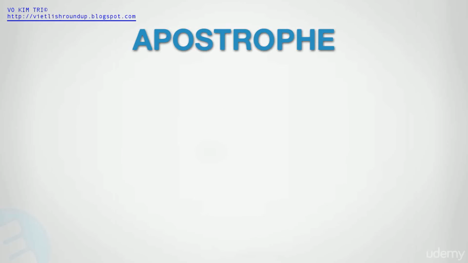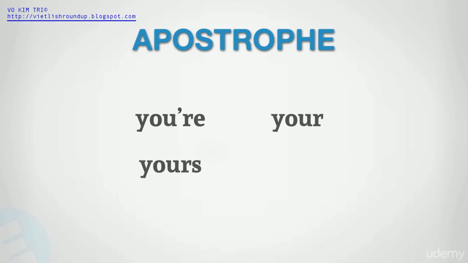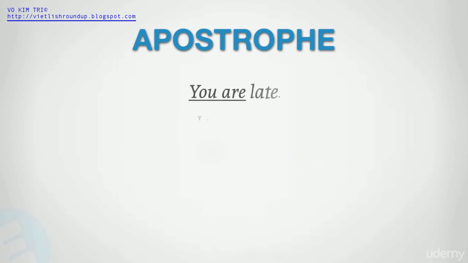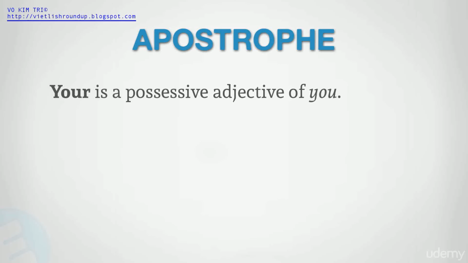Another group of commonly confused homophones are your and you're, as well as yours and even your's. You're is a contraction of you are. There is no contraction of you were. Your is a possessive adjective of you. It modifies a noun to describe it as something that belongs to you.